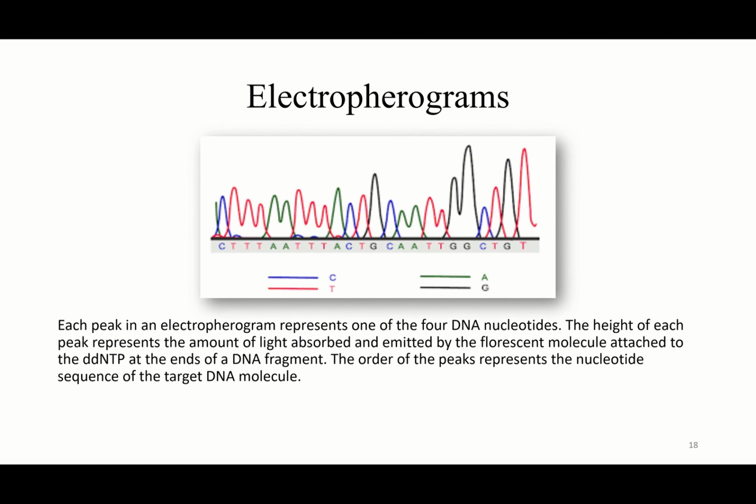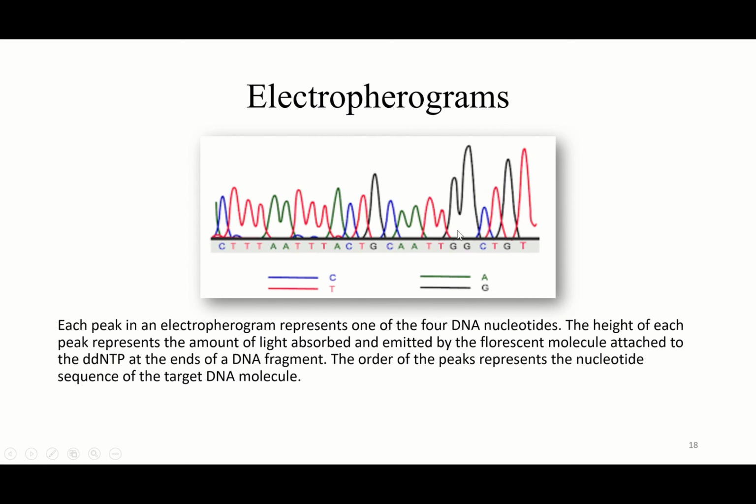Electropherogram. Remember, there are two types of electropherograms. There is this one, which is used for DNA sequencing, and you can tell each peak in the electropherogram represents one of the 4 DNA nucleotides. The height of each peak represents the amount of light absorbed and emitted by the fluorescent molecule attached to the ddNTP at the end of a DNA fragment.